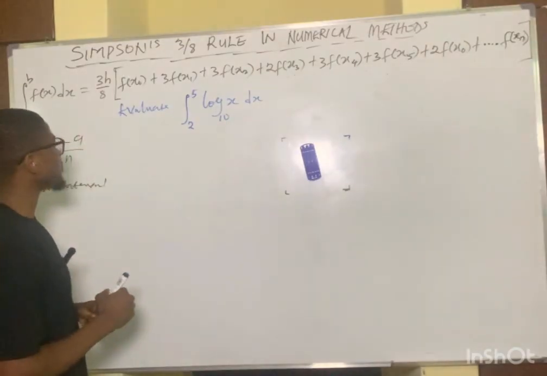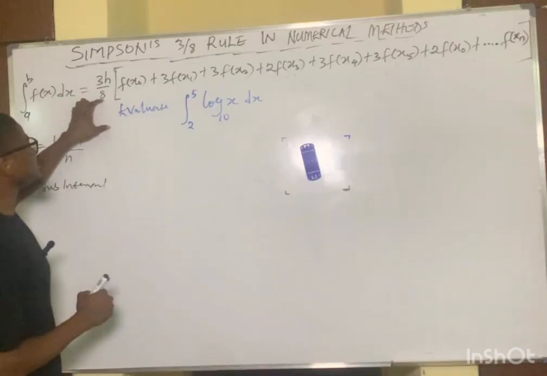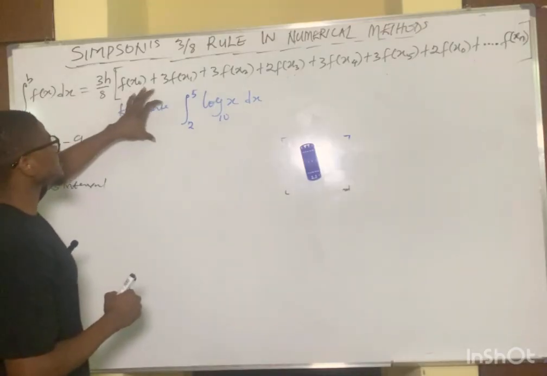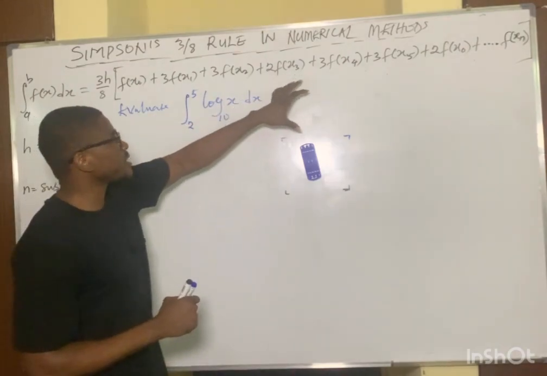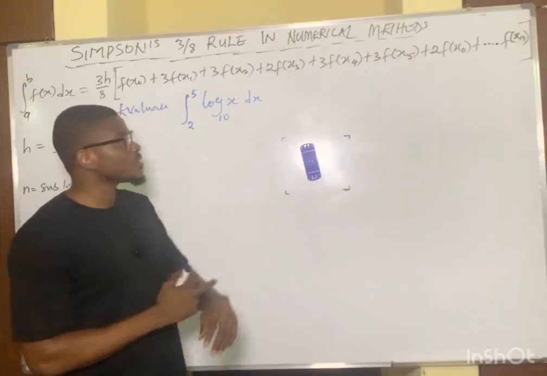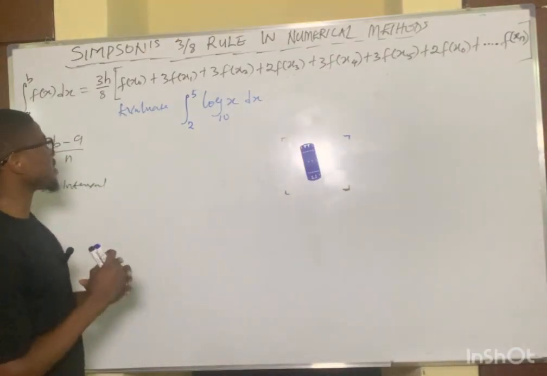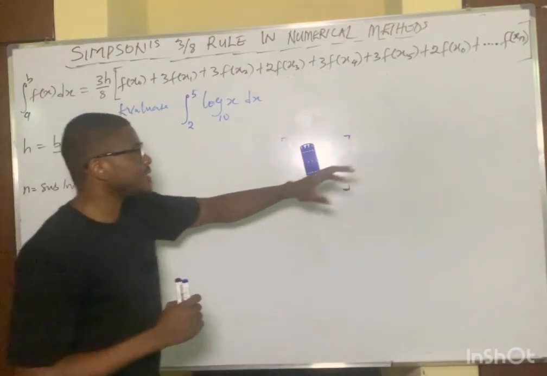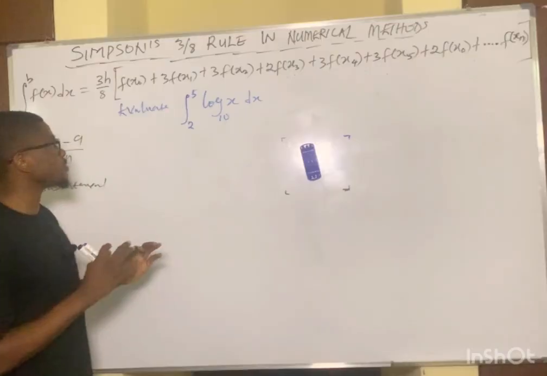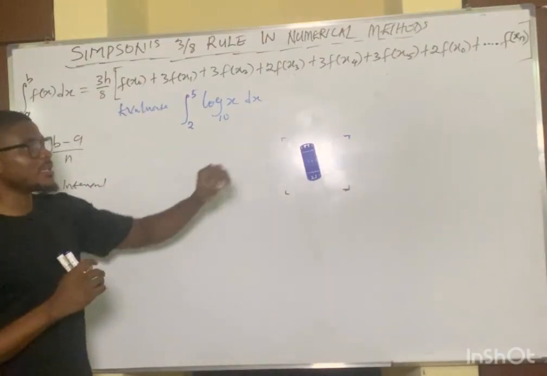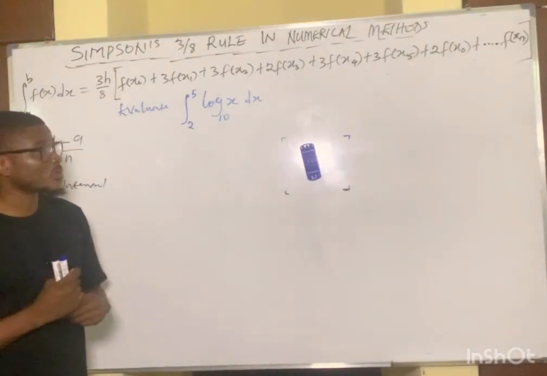So if you take a look at this formula, you have 3h over 8 multiplying f of x naught plus 3f of x1 plus 3f of x2 plus 2f of x3 plus 3f and so on, right? Basically what the formula is saying is the first function and the last function are without a multiple of any value, so they stand on their own. I have f of x naught standing, and f of xn, which is the last function, also standing.